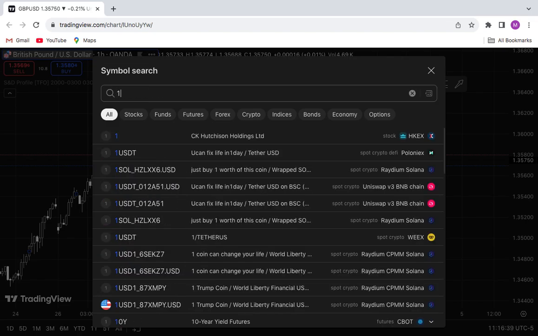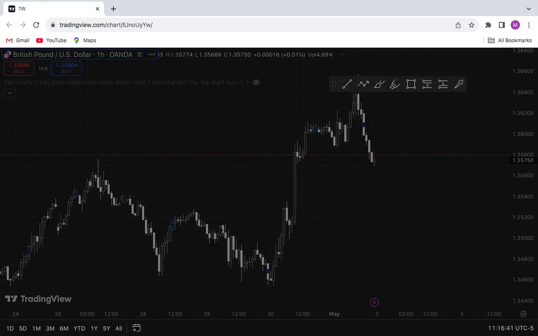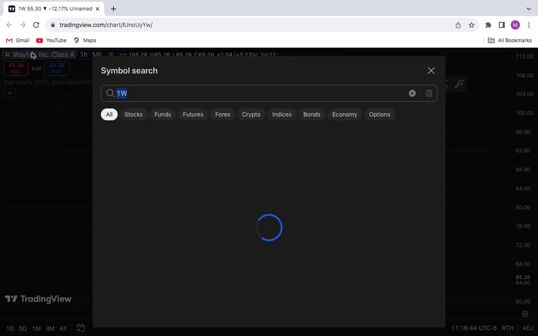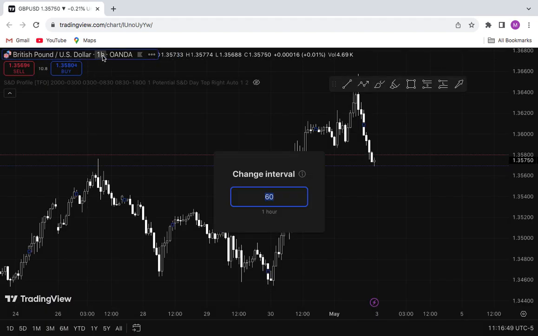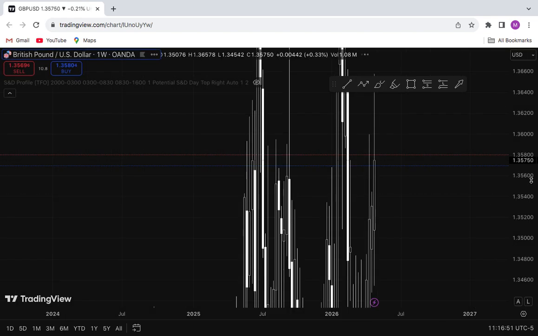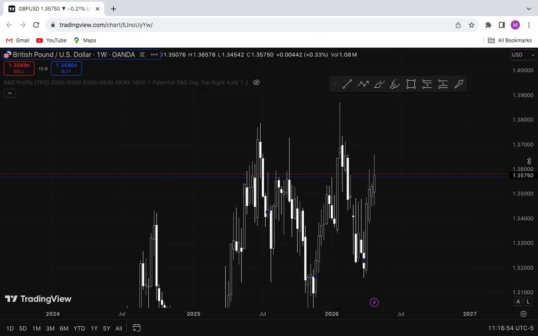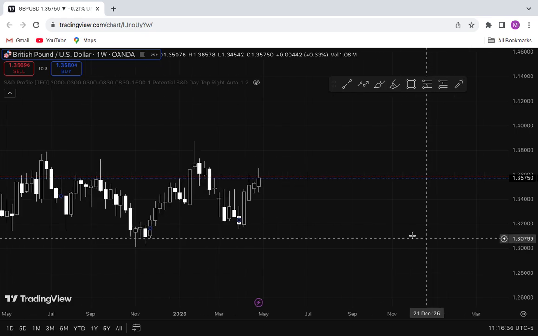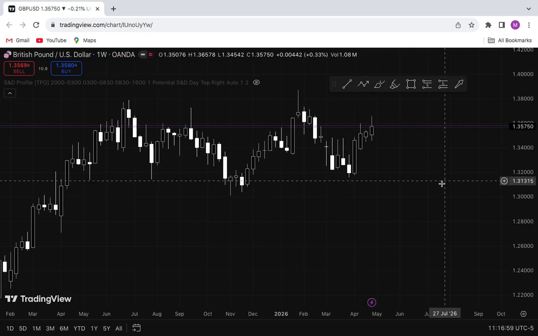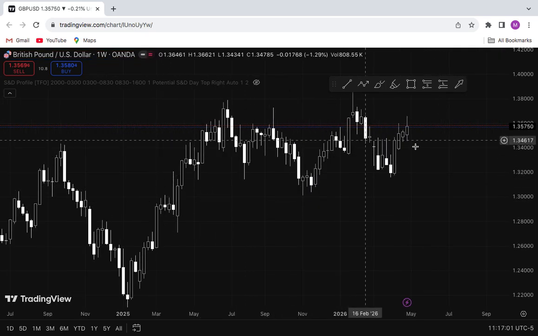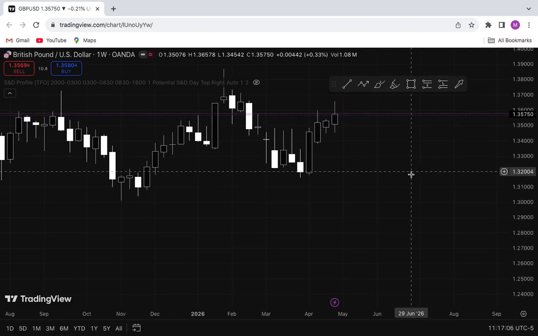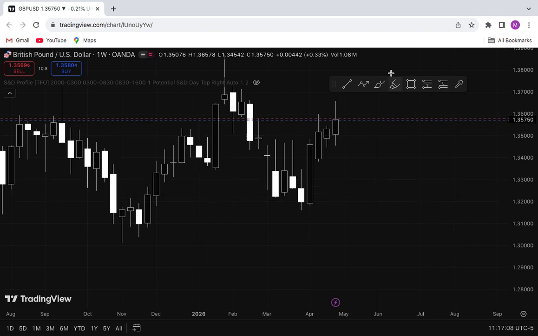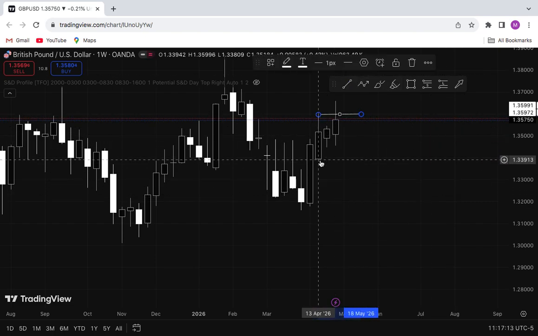So now I'll be taking off all of the drawings, and I would like us to run down our top down analysis. I will be starting at my weekly time frame. Sorry for that. And on my weekly time frame, what am I looking at? Same thing, price has been consolidating, and when I look at how price closed the previous week, we have a close below this range.